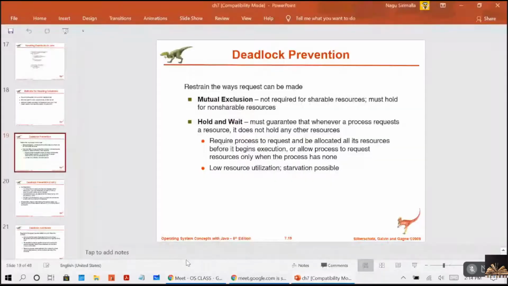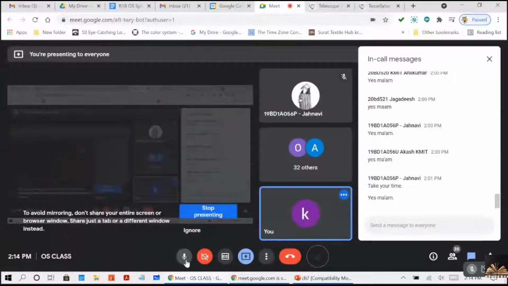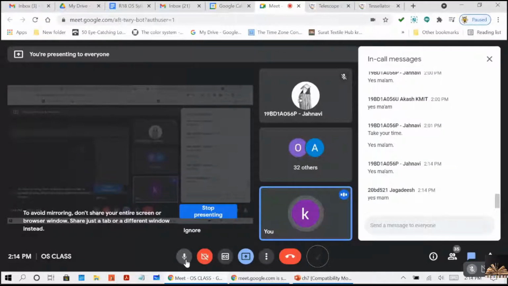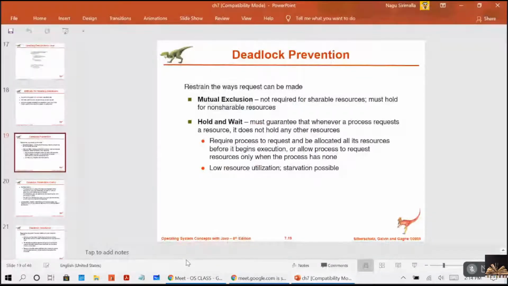Right. Now we will see the deadlock prevention techniques. So we have 4 necessary conditions, right? Guys, am I audible? Yes? So if you take the 4 necessary conditions, right?